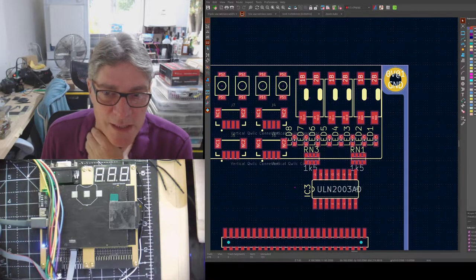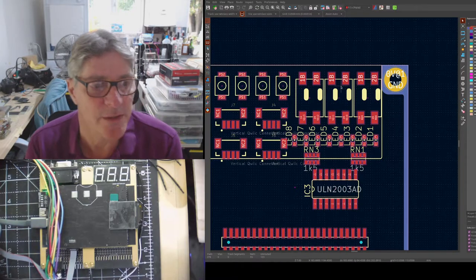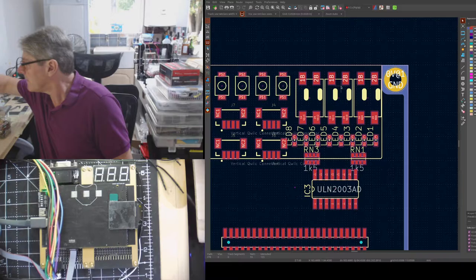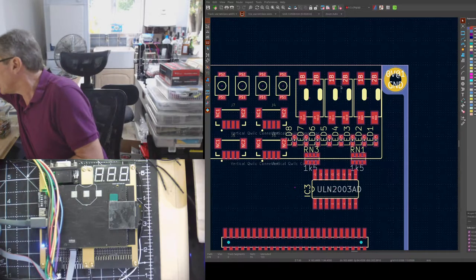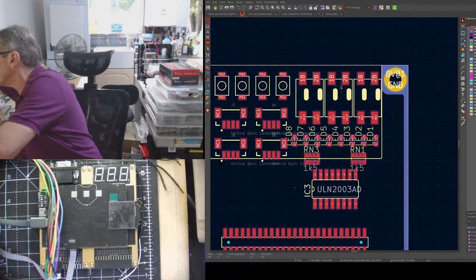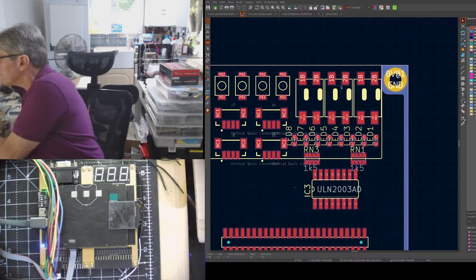So those are the boosted outputs. Those can be used to drive anything from relays, you know, stuff that requires a bit more current than a normal IO will be able to support.